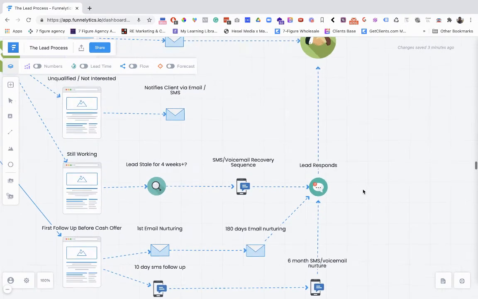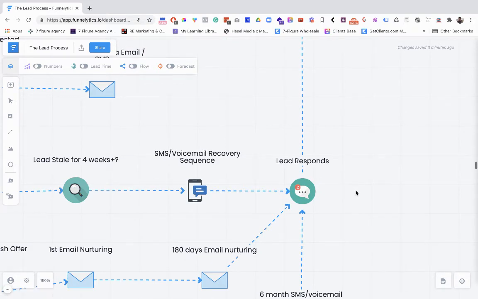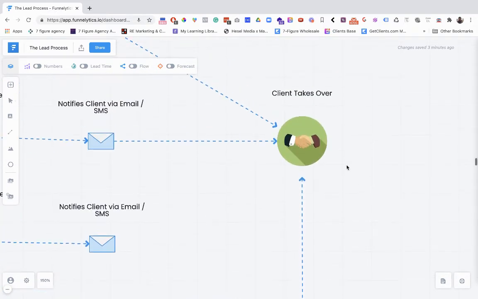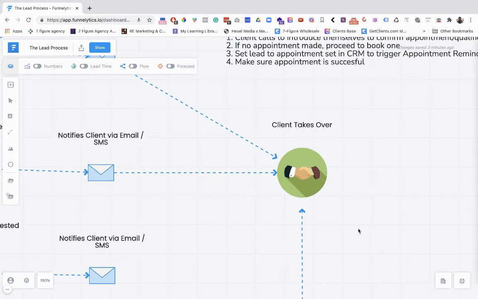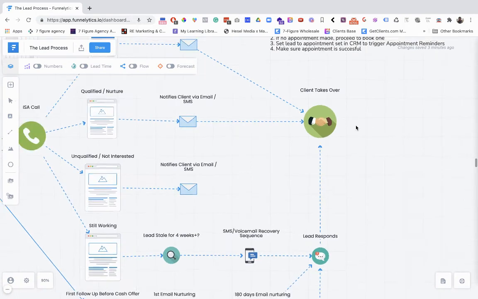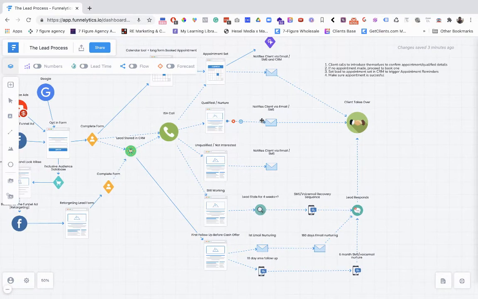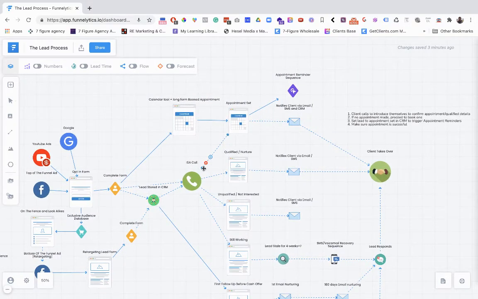The lead will respond, and as soon as the lead responds, which is right over here, the client will take over. If the client has an acquisition team, the acquisition team will take over to potentially understand the situation, build a report, further qualify, and understand how you can structure a deal around it. Like I said, it could be a wholesale deal, it could be a creative deal, subject-to, fix and flip.